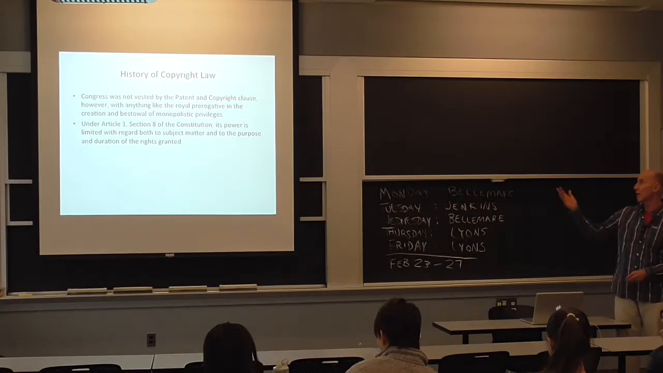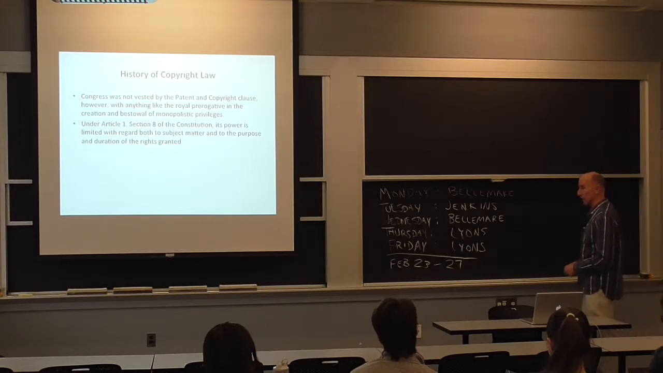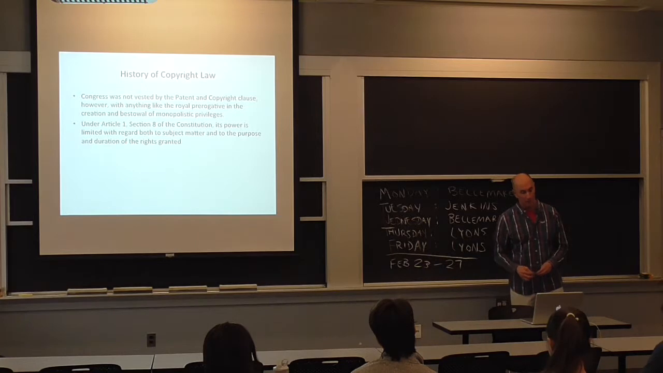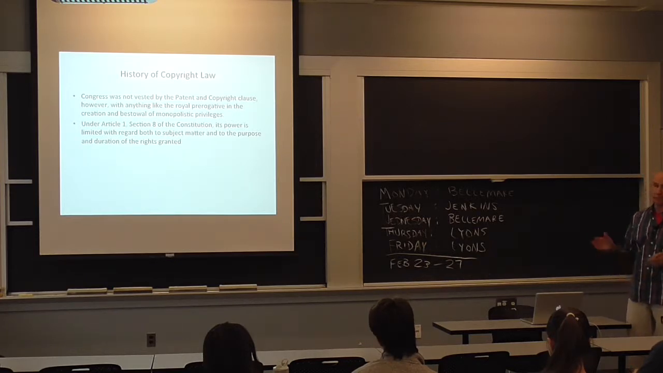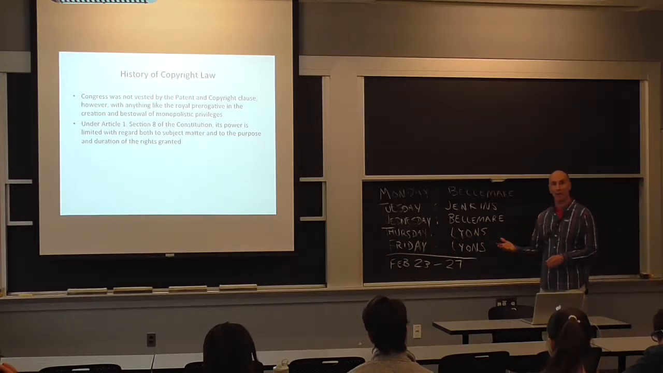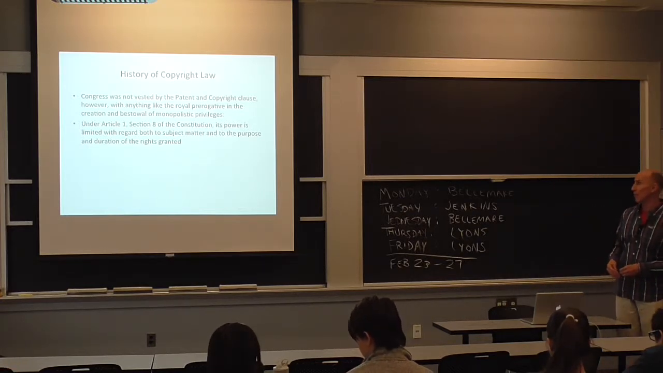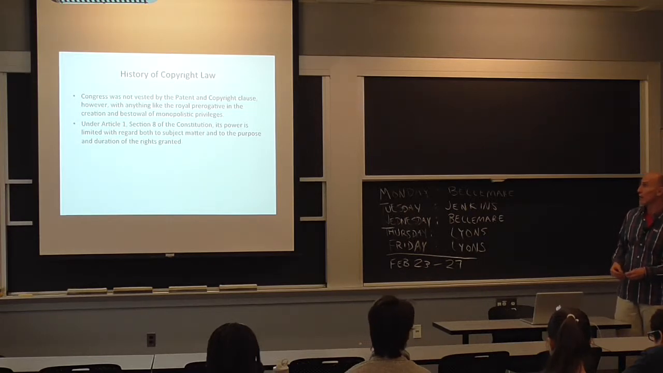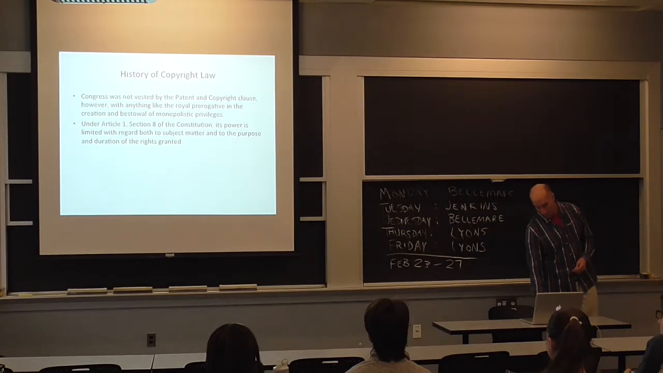Congress was not vested by the Patent and Copyright Clause, however, with anything like the royal prerogatives that King James II had or King Henry had. Congress was restricted by Article 1, Section 8 very much. So the power that Congress has under the Constitution to grant intellectual property rights is nothing like what the kings of England had. It's much more restricted and, I would say, fair. Under Article 1, Section 8, Congress's power is limited with regard to subject matter and the purpose and duration of the property rights granted.